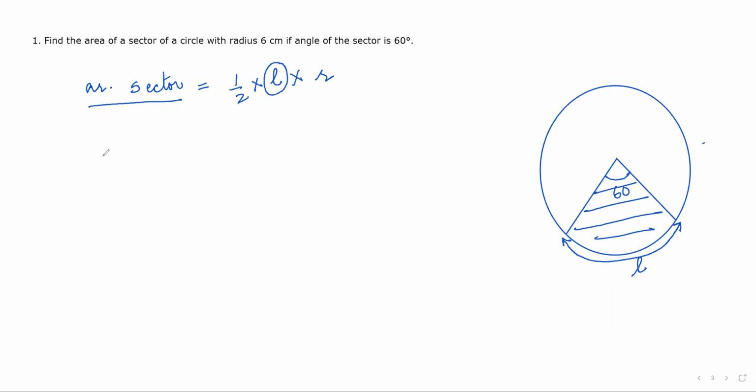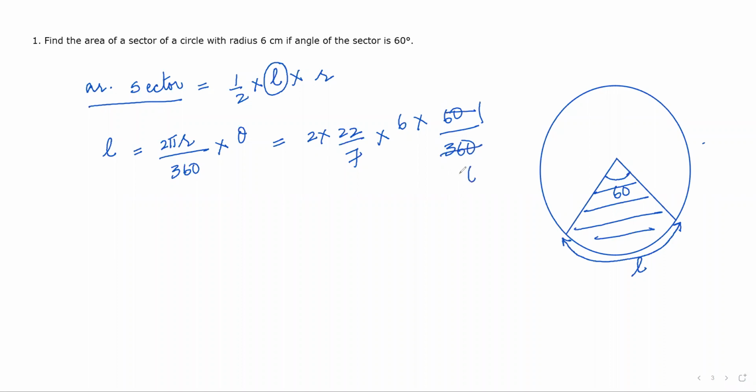Now how will you find the length of the arc? What is the formula? The length of the arc is 2 pi r by 360 into theta. So length of the arc is 2 into 22/7 into r, which is 6, into 60/360. Am I right? So 6 cancelled with 6. So this is equal to 44/7 centimeters.